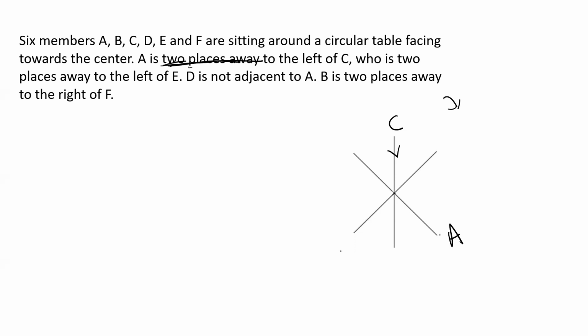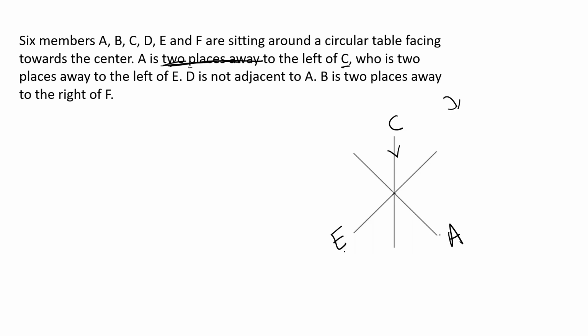Now, A is 2 places away to the left of C. Who is 2 places away to the left of E? So it's about C now. It means that C is 2 places away to the left of E. So there should be exactly one person sitting between C and E, and C has to sit second to the left of E. So obviously, this person should be E now.